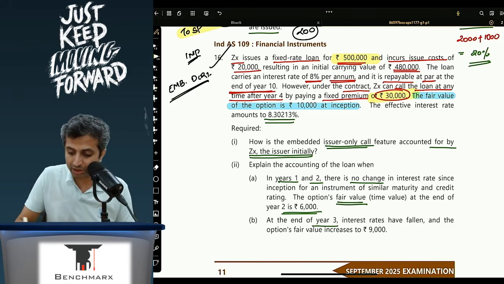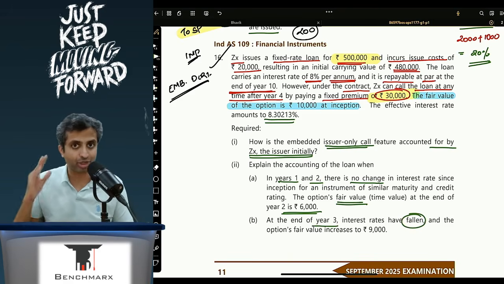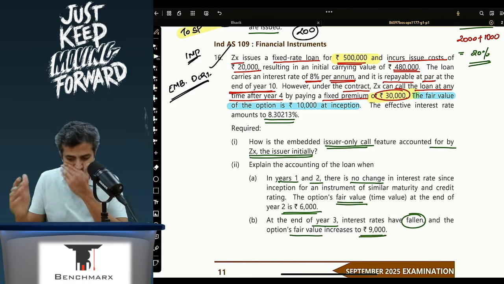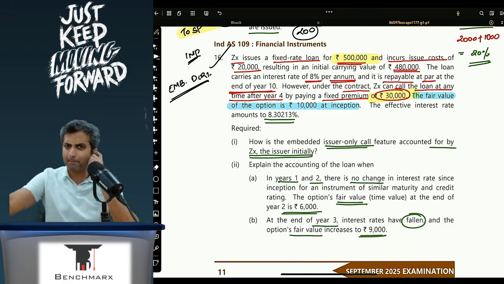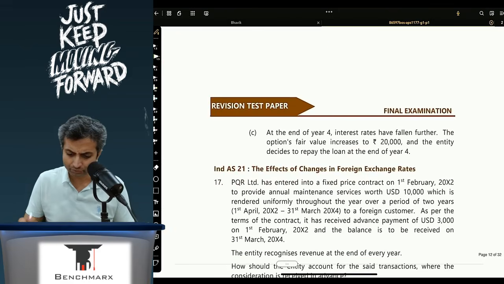Now at the end of year 3 the interest rates have fallen. Now this makes the loan prepayment option very lucrative, and the option's fair value has increased to 9,000. How it is calculated is beyond our scope, but we have been given the fair value which will help us in the derivative FVTPL accounting.